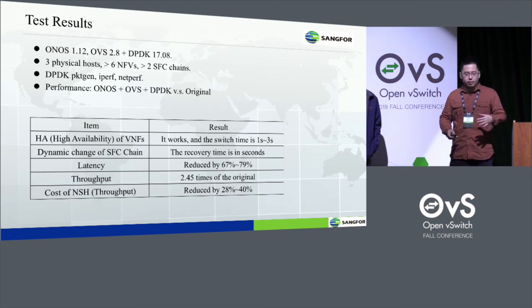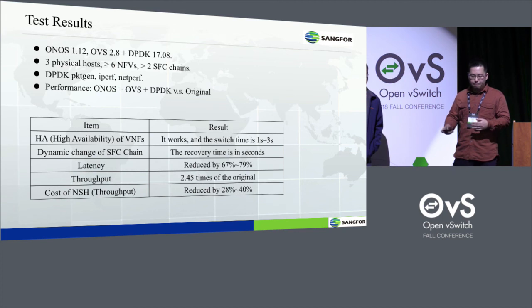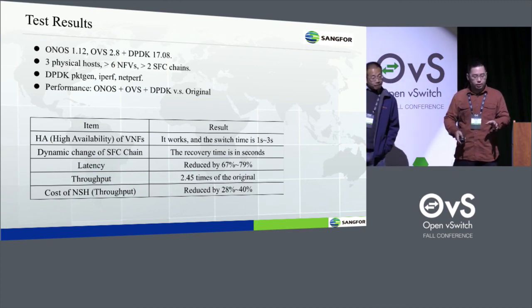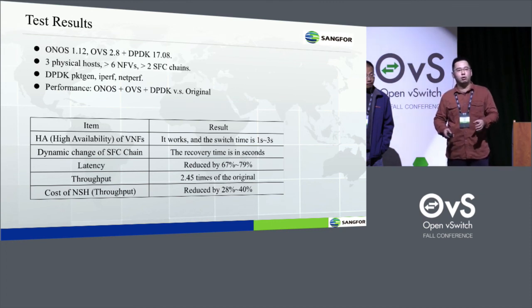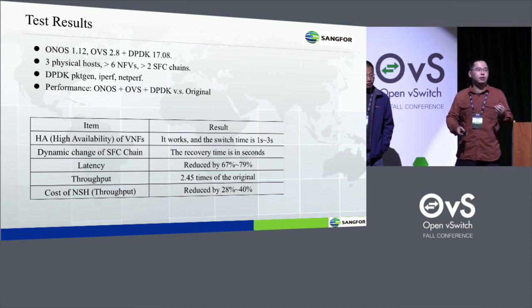Okay, here are some test results, and this is the environment setup. We have finished our work, and we can see from the table that the high availability, the recovery time, the latency, and the throughput are good enough. The performance and the function of our SDN-based SFC solution is good enough.